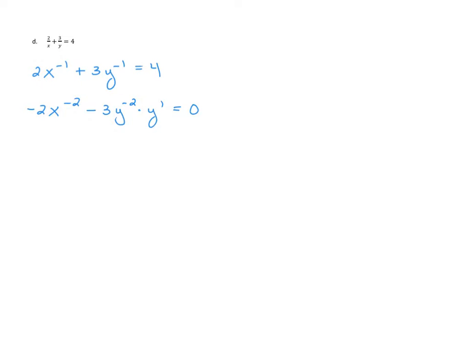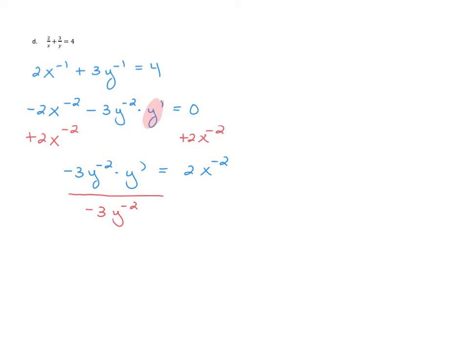To solve for y prime, I'm going to add 2x to the negative 2 to both sides. And I get that negative 3y to the negative 2 times y prime is equal to 2x to the negative 2. I can divide both sides by negative 3y to the negative 2. They cancel on the left, and all I'm left with is the derivative.